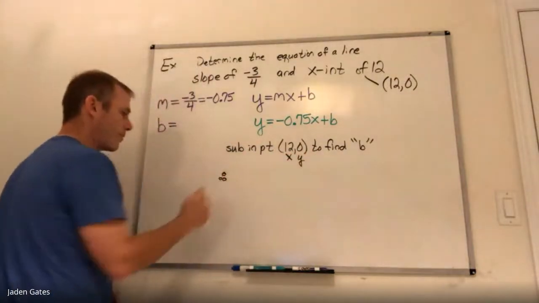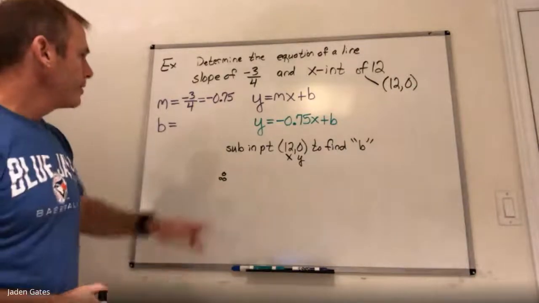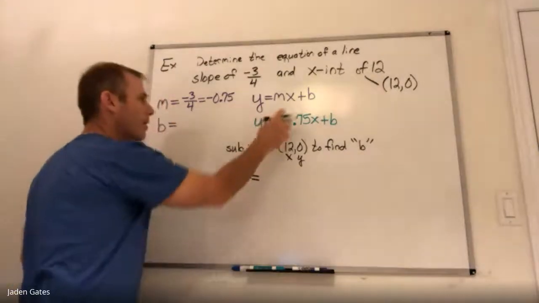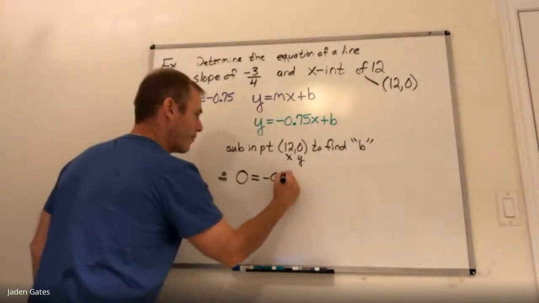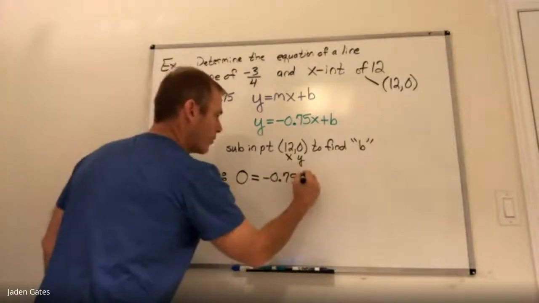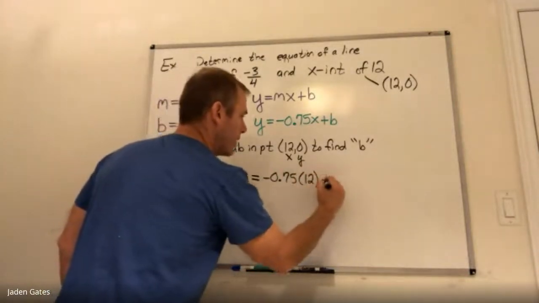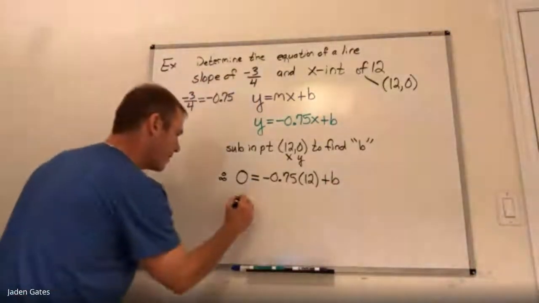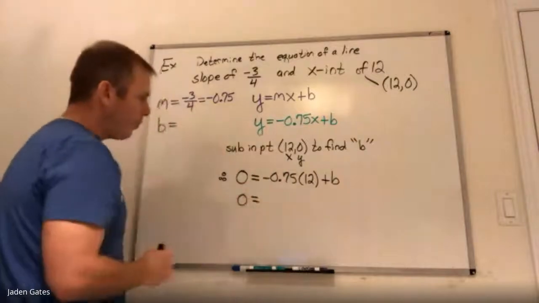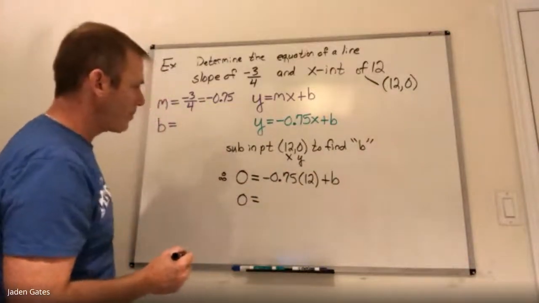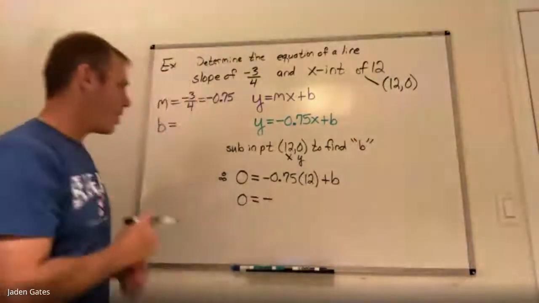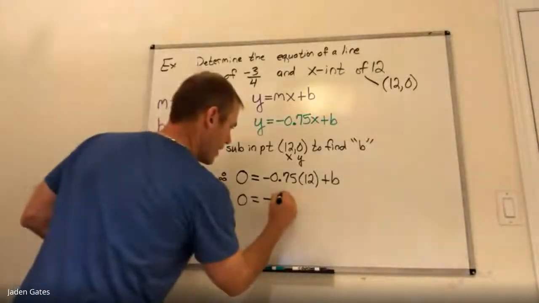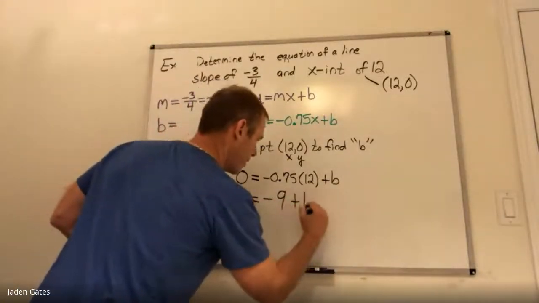So we do the same thing I did before, my finishing move. My y is 0, so we plug that in. The slope is negative 0.75. My x value is 12, and plus b. So do a little bit of math here. Well, 0, I can't do nothing with it. Negative 0.75 times 12. Negative times the positive is going to give me a negative. Type into my calculator here. I get negative 9 plus b.